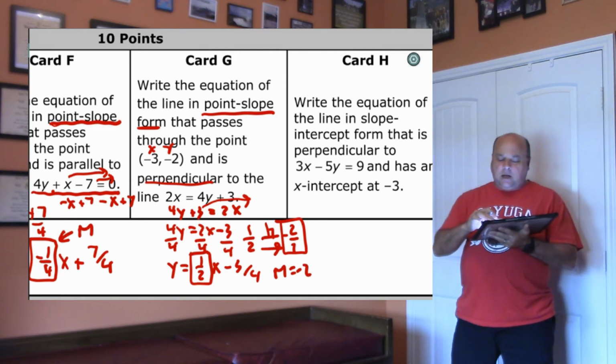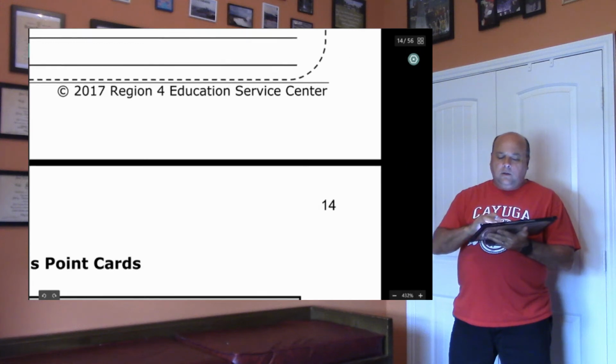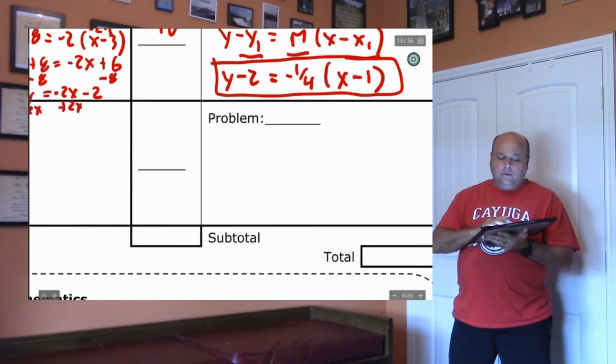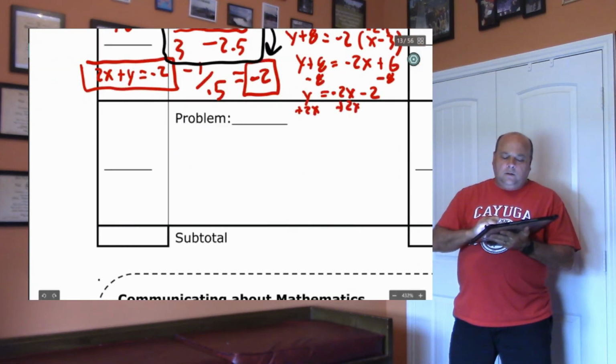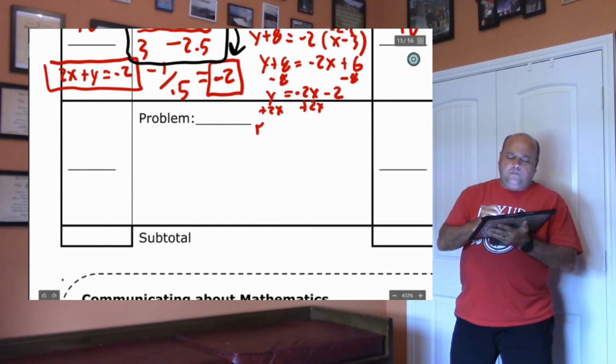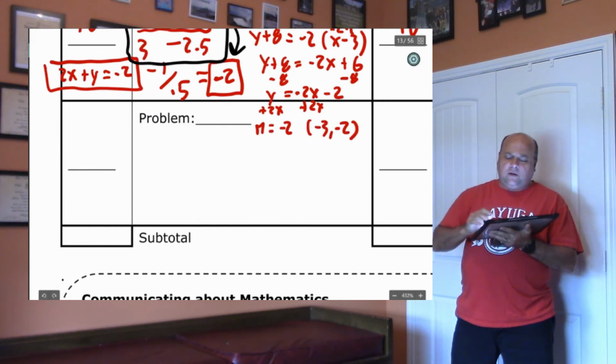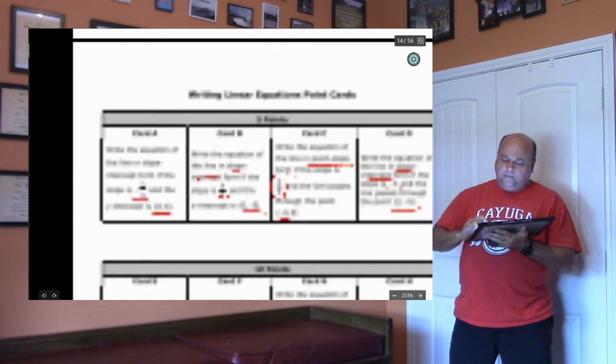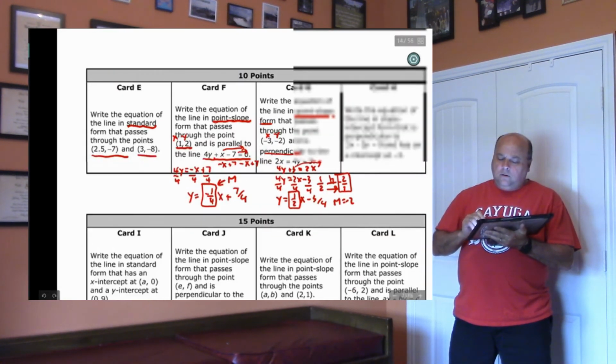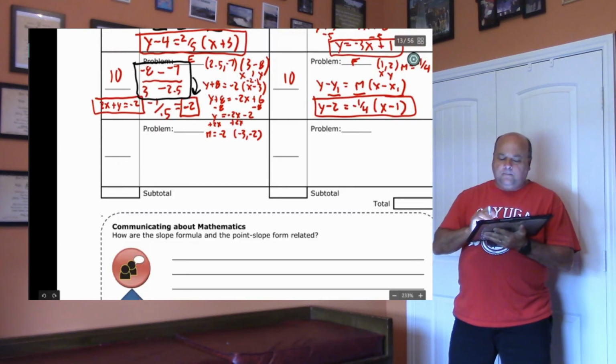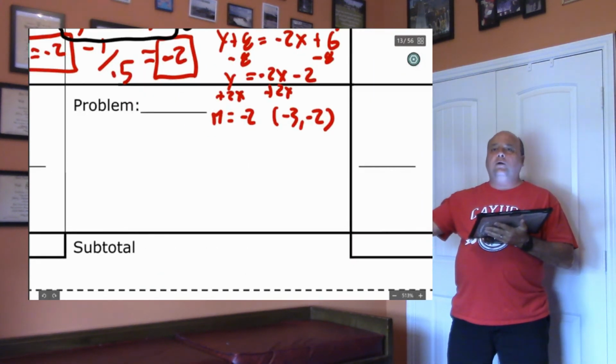So -3, comma -2. So my slope is -2, and my point is -3, comma -2. I think that was it. Slope is -2, and the point's -3, -2. That's it. Okay, and all I want is point slope.